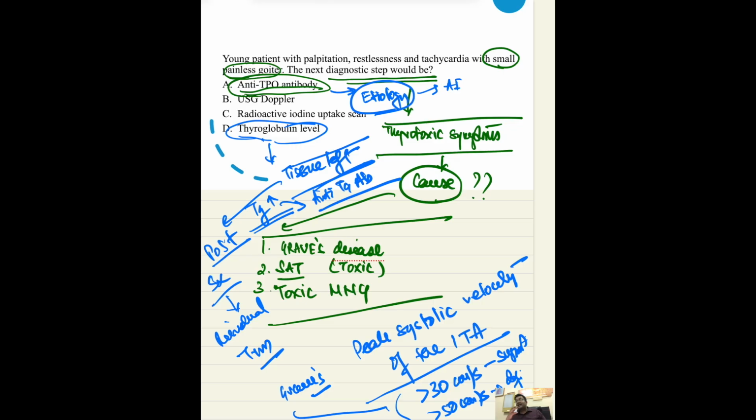Here the gland itself is getting destroyed and the stored hormones are actually getting released in the circulation. So initially there will be a toxic phase followed by a euthyroid or a hypothyroid phase of around 6 to 8 weeks. Now we come to radioactive iodine uptake. This, on the other hand, is the investigation of choice and the gold standard to understand the etiology of thyrotoxicosis.